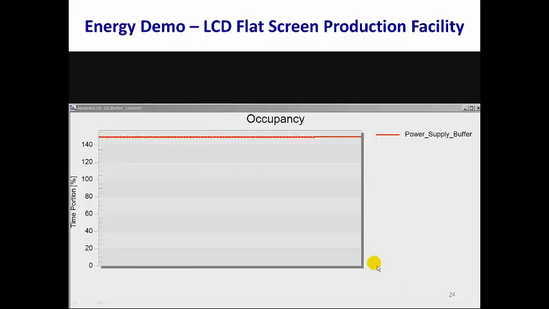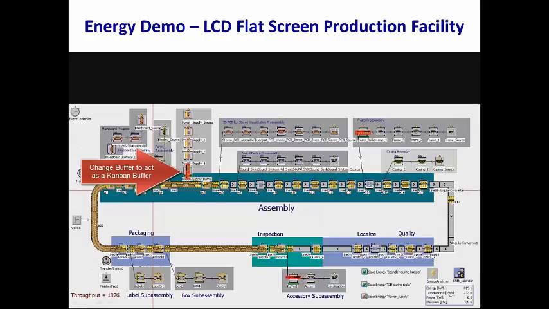Every time a power supply leaves the buffer for the main line, the power supply line puts in one more unit, hence the near straight but jagged line. One potential energy optimization opportunity in this area would be to treat this buffer as a Kanban buffer where the power supply line feeds the buffer only after it reaches a lower level of contents.